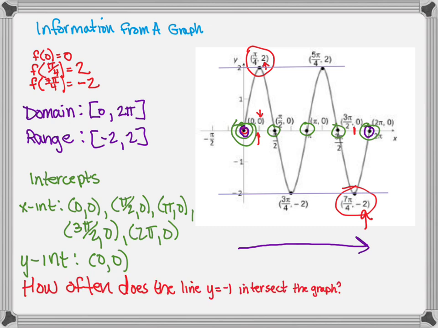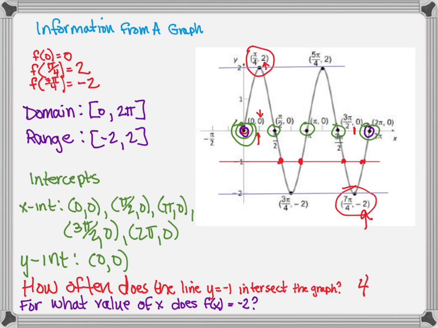Okay, a few more questions. How often does the line y equals negative 1 intersect the graph? Let's draw the line y equals negative 1. And then let's count how many times it intersects the graph. 1, 2, 3, 4. So it intersects the graph in 4 places.